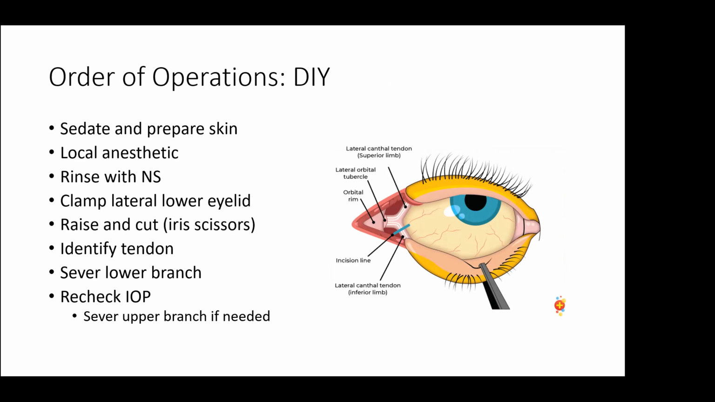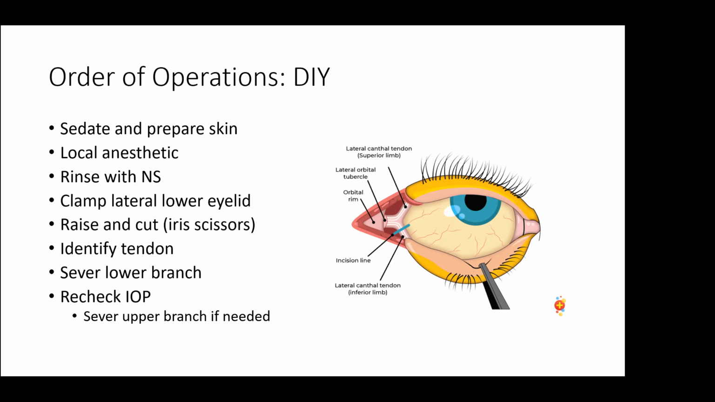So how they do it, and this is done by ophtho or ED: they sedate, so we sedate them if we have time. We prepare the skin with betadine. The provider injects a local anesthetic. They rinse the area with saline. They then clamp the lower eyelid for about a minute to reduce bleeding and swelling. And then they cut in there with iris scissors.